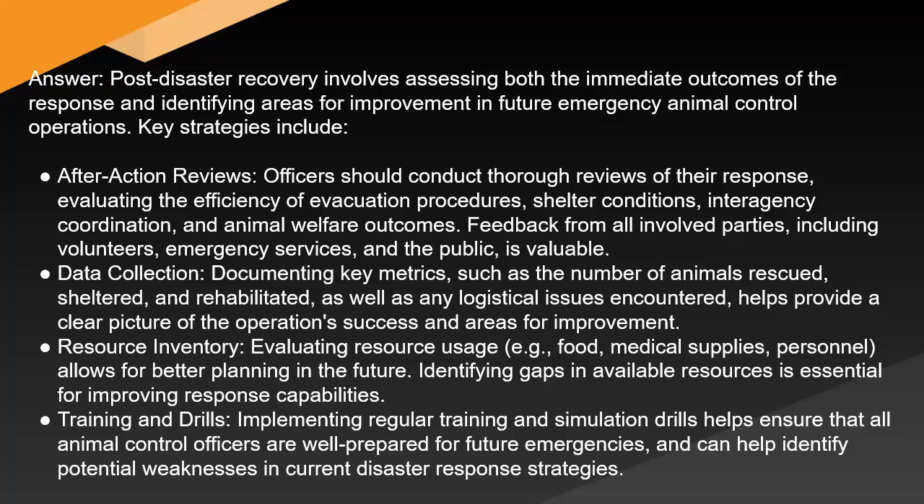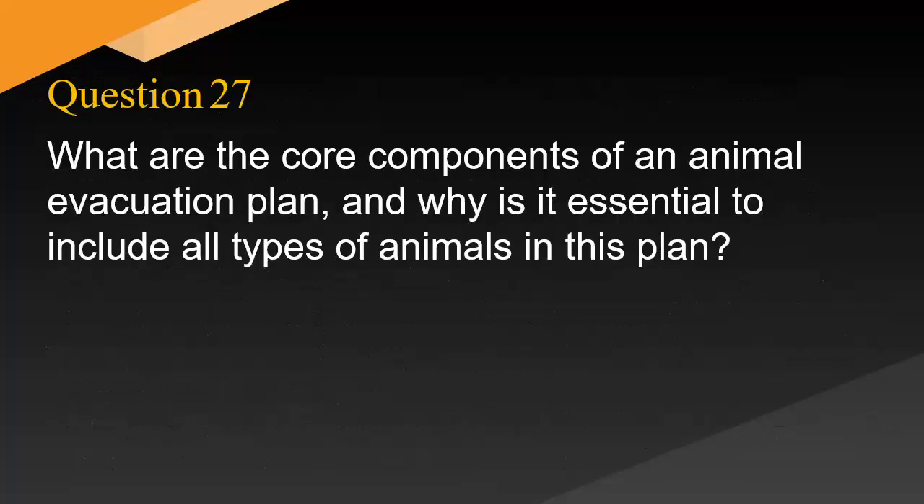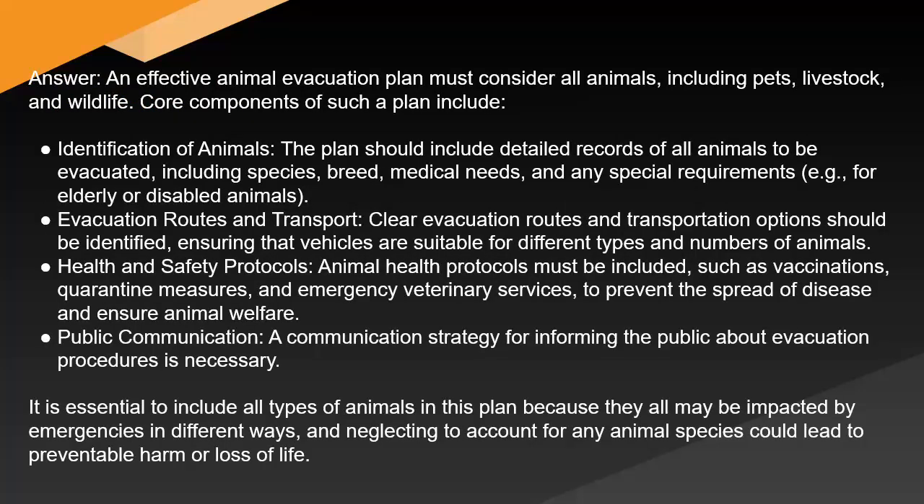Training and drills: implementing regular training and simulation drills helps ensure that all animal control officers are well prepared for future emergencies and can help identify potential weaknesses in current disaster response strategies. What are the core components of an animal evacuation plan, and why is it essential to include all types of animals in this plan? Answer: an effective animal evacuation plan must consider all animals, including pets, livestock, and wildlife.